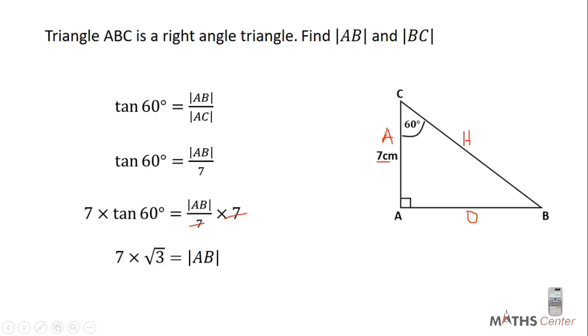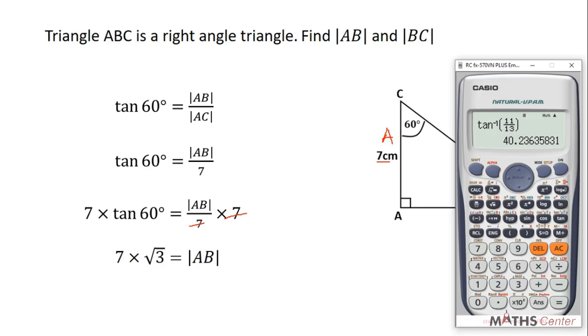But tan 60 is square root of 3. How do we know this? You punch it on your calculator. You switch on your calculator, you press tan. What do we want? We want tan 60. So you press 60 and then you close the bracket. And we have square root of 3. So 7 times tan 60 is the same as 7 times square root of 3, because tan 60 is square root of 3.